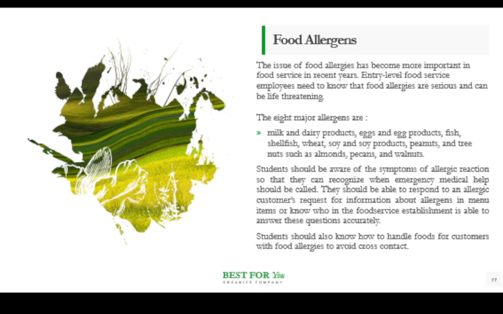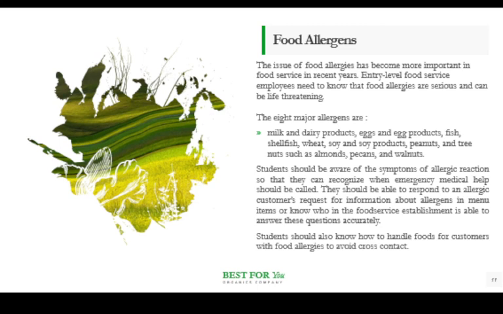United States. The 8 major allergens are milk and dairy products, eggs and egg products, fish, shellfish, wheat, soy and soy products, peanuts and tree nuts such as almonds, pecans, and walnuts. By law, packaged foods containing these allergens must identify them clearly on the label, under the Food Allergen Labeling and Consumer Protection Act of 2004.